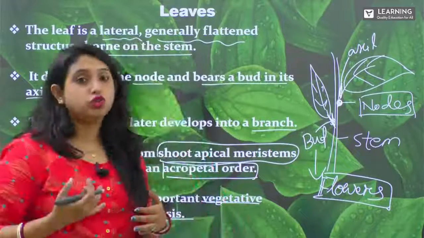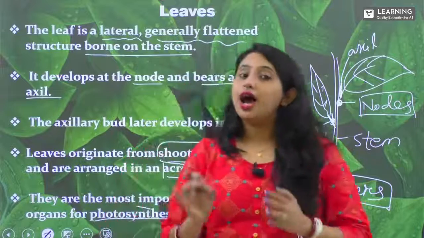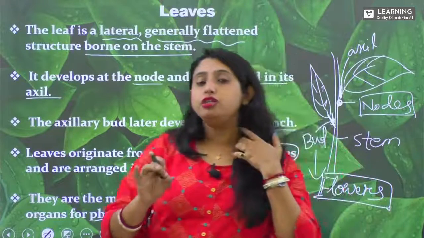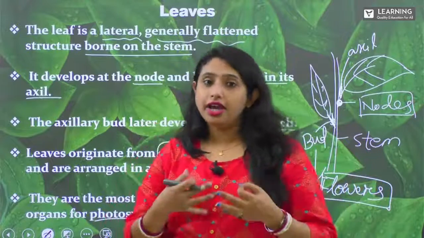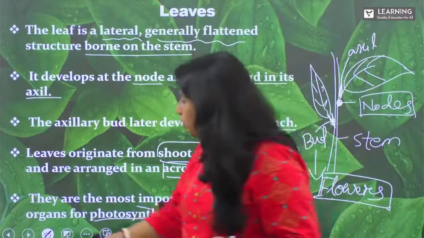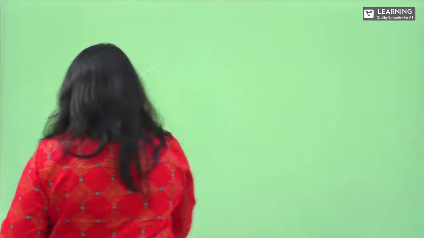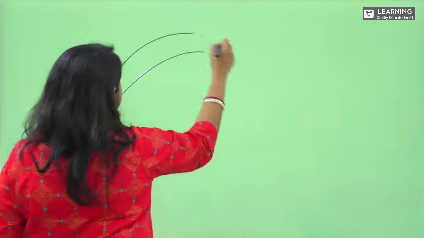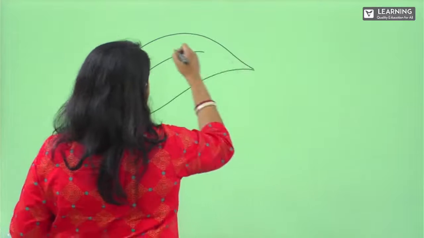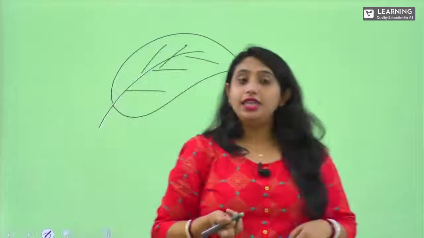Now you know what photosynthesis is. Photosynthesis is the process by which plants prepare their own food using water, carbon dioxide and sunlight. Next, let me show you how the leaf is. If this is the structure of a leaf, what is present in the leaf?